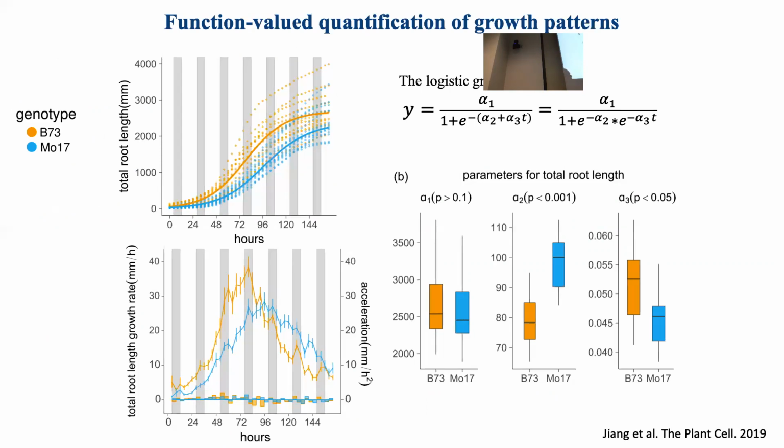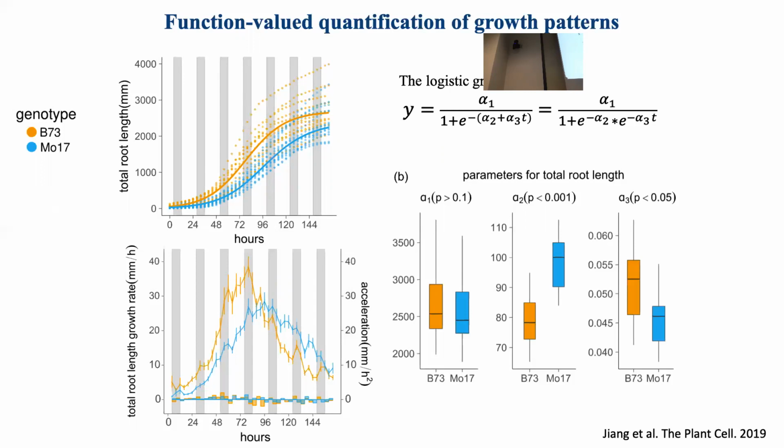And so we have basically three functions. They're alpha 1, 2, and 3. Alpha 1 here essentially describes the carrying capacity. So this is the maximum, in this case, total root length of the system. And it turns out in the end, they're not statistically different. They have a very similar total root length, but it's apportioned differently, and it gets there in a different way.